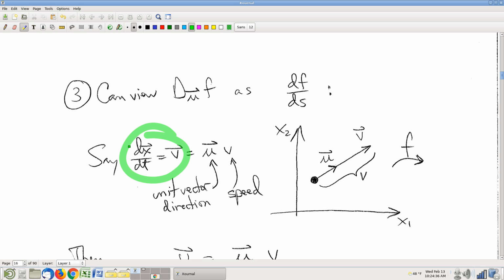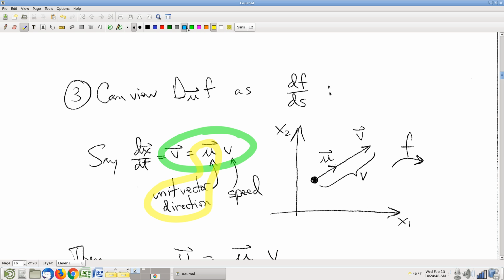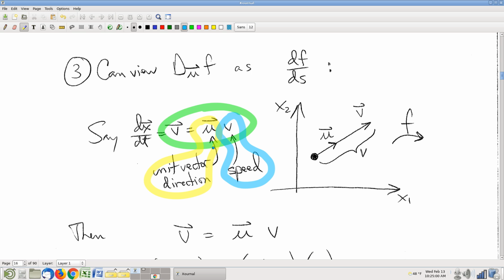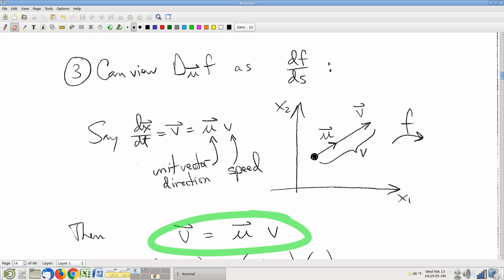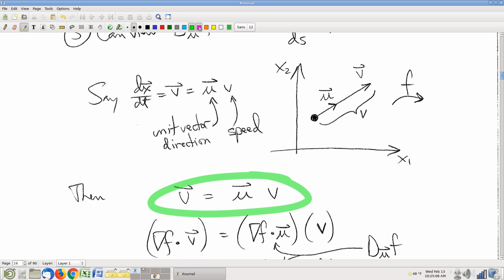Let me remind you that velocities can be interpreted as derivatives, dx dt. Further remind you that all vectors can be thought of as a direction and a magnitude, and in the case of velocity, that magnitude is speed. So our velocity vector we're going to break down as a product, like so. Unit vector times a speed. I'm going to take that equation and do something with it. Here's that equation again, same equation. What I'm going to do, I'm going to take this equation and dot both sides with the gradient of f, just to see what happens. It's going to turn out that something very convenient, nice interpretation happens here.